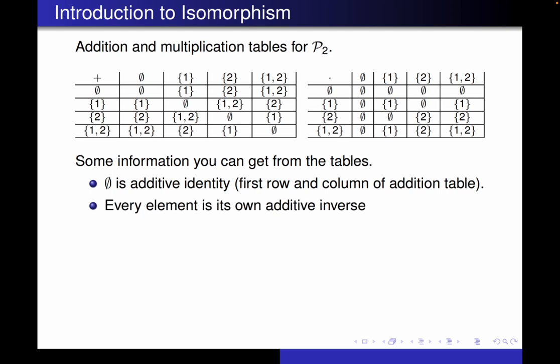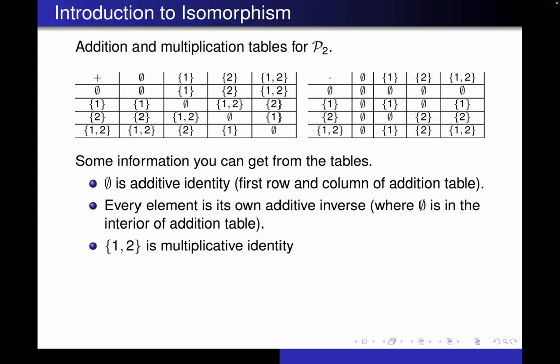You can also tell that every element is its own additive inverse. Now that we know what the additive identity is, we can look at what the additive inverses are. So, for instance, if you look where there's an empty set inside the addition table, you can see what the additive inverses are. There is an empty set right across from 1 and right below 1. And that says that the set containing 1 plus the set containing 1 equals the empty set, and so they're additive inverses. And similarly, you can see that for all the other elements as well.